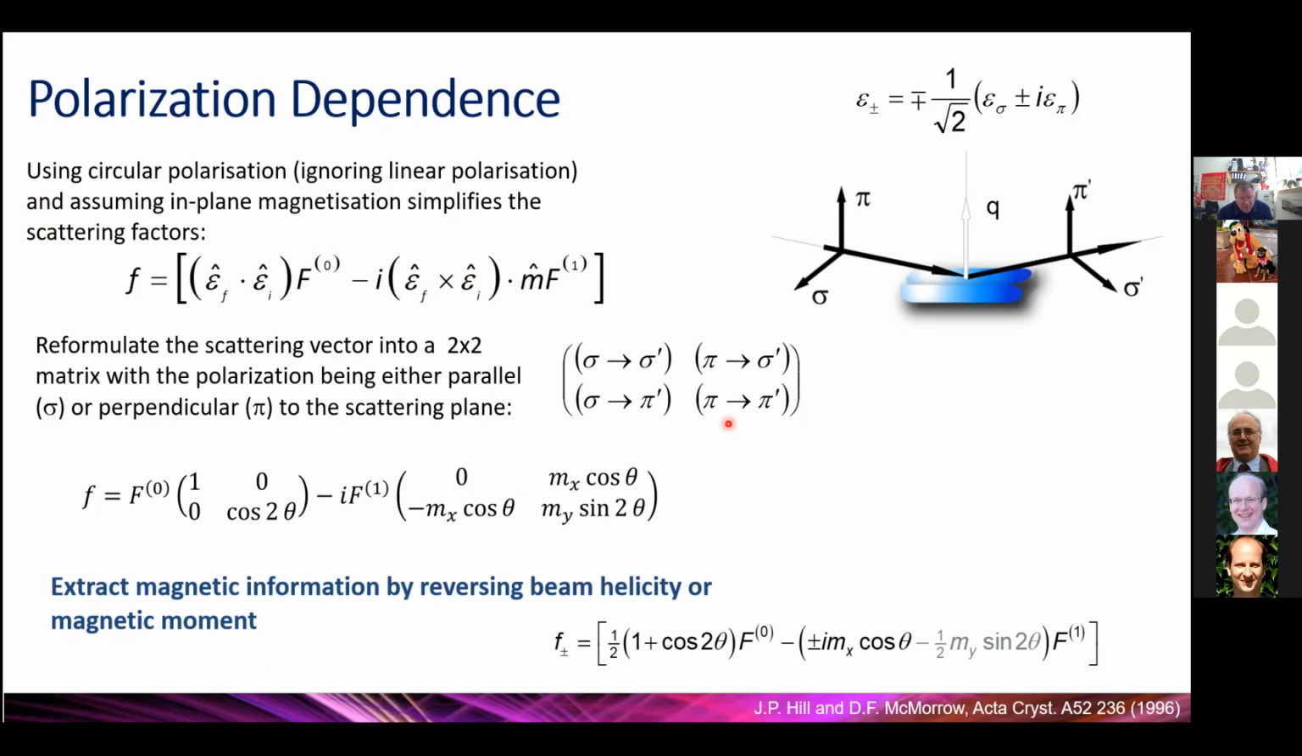And essentially what comes out is that we have the scattering cross-section now that's just dependent on the in-plane components. We have a resonant term here, which is just due to the chemical structure, and one due to the magnetization. And then if you were to reverse the magnetization or change the helicity and take the difference, then of course you cancel this term and you end up with a term that is just proportional to the magnetization in the sample.